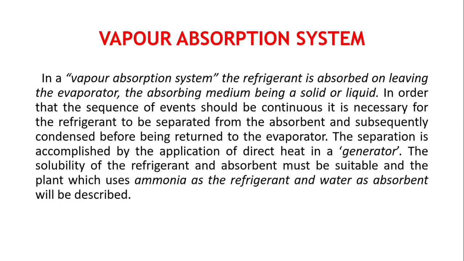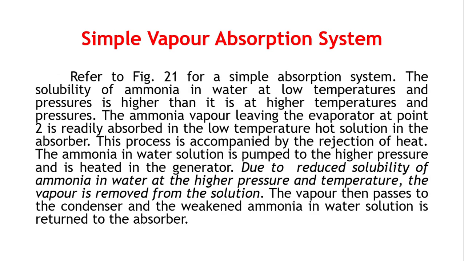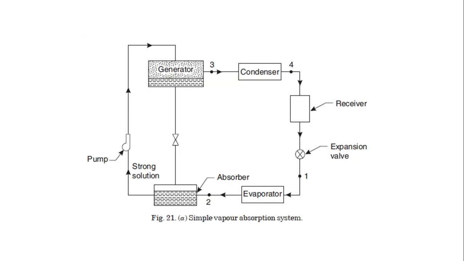The separation is accomplished by the application of direct heat in a generator. The solubility of refrigerant and absorbent must be suitable, and the plant which uses ammonia as a refrigerant and water as absorbent will be described. We call it the ammonia water, NH3-H2O, vapor absorption system. Similarly, we also have lithium bromide water, whereas here in ammonia water, ammonia is the refrigerant and water is the absorbent. In the simple vapor absorption system, we are going to refer to figure 2.1.